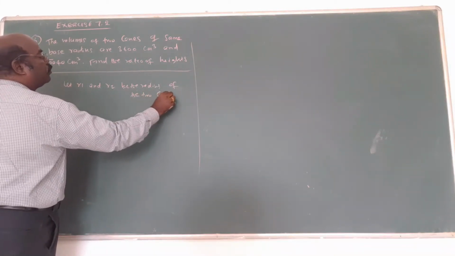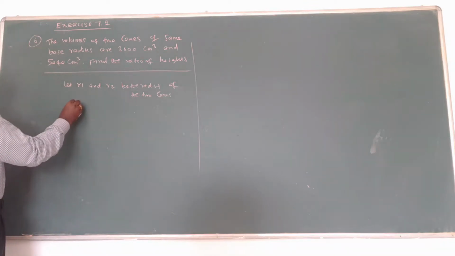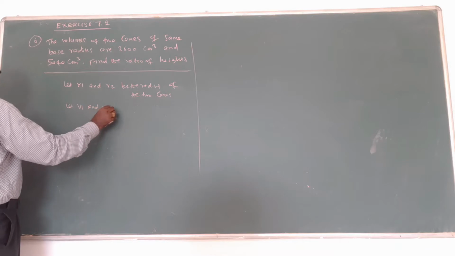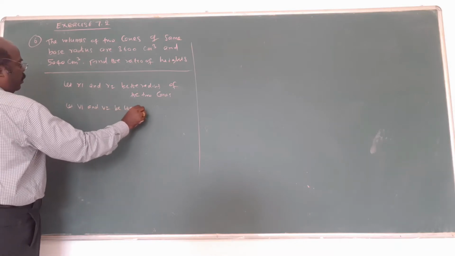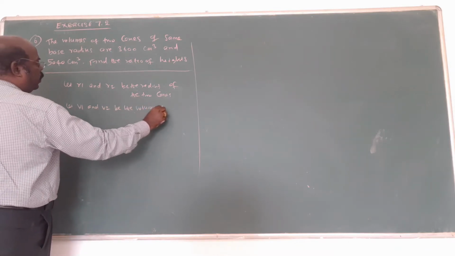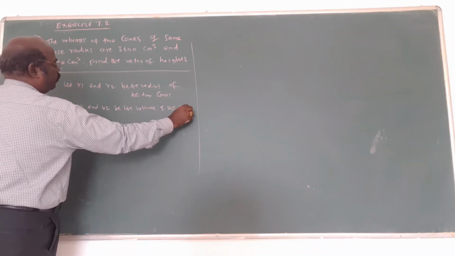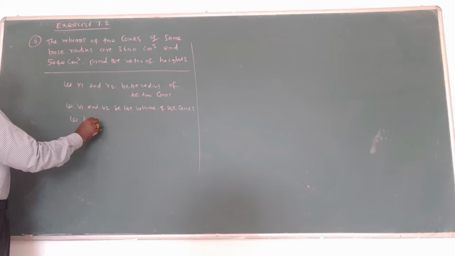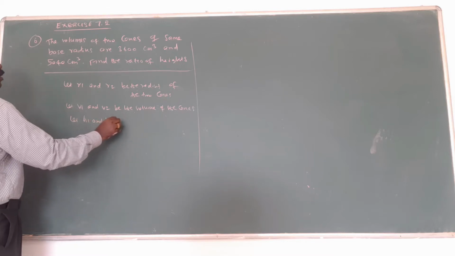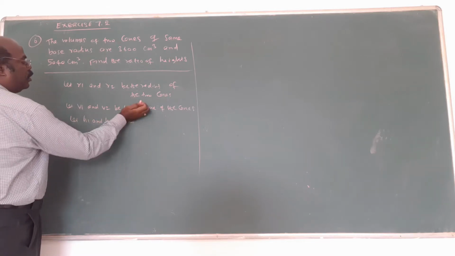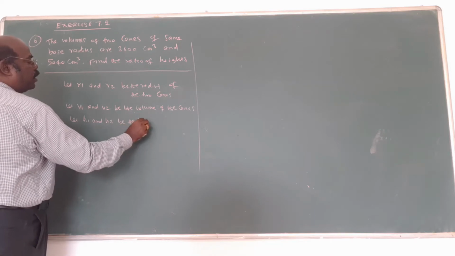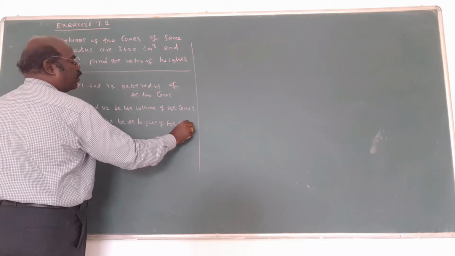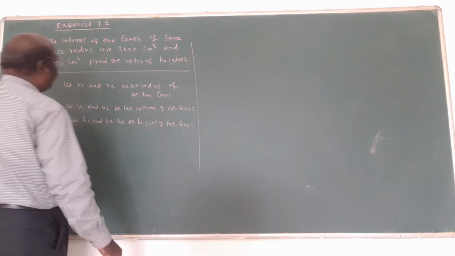Similarly, let V1 and V2 be the volume of the cones. Am I right? Then let H1 and H2 be the heights of the cones. These are our assumptions. Now, what is given?